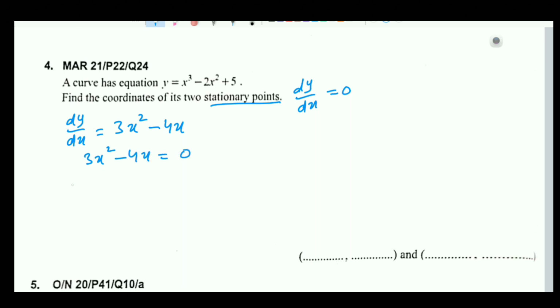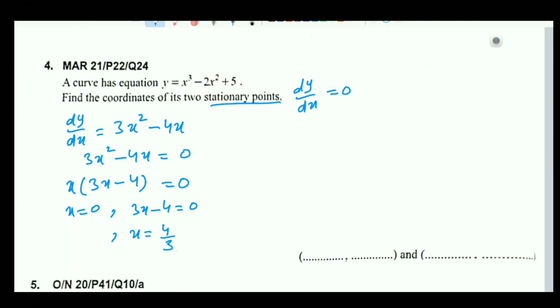So what is the factorization? x into 3x minus 4 is equal to 0. So x is equal to 0, 3x minus 4 is equal to 0. So x is equal to 4 by 3.